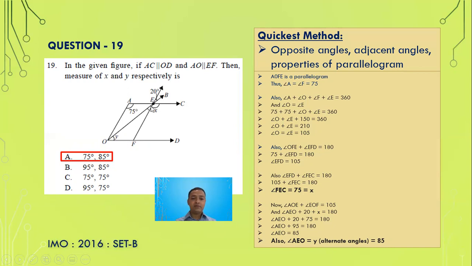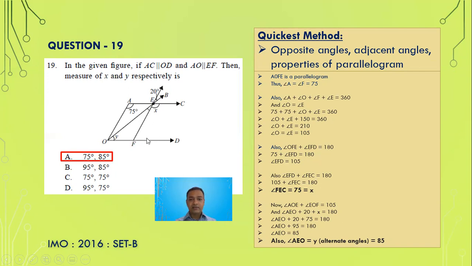Opposite sides are the same in a parallelogram. So angle O and angle E are half of 210, which is 105. Also, angle OFE and angle EFD are adjacent.